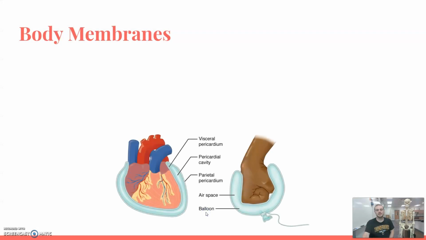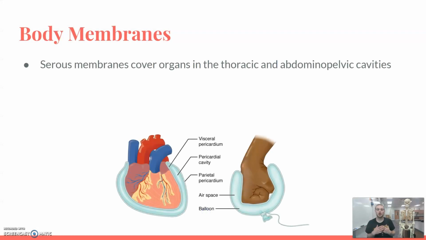The membranes that separate these are called serous membranes. It is not serious, although you should take them seriously. They are called serous membranes. They are going to cover these organs in the thoracic and the abdominopelvic cavity. The cranial cavity and the vertebral cavity kind of get their own little deals. We don't worry about those a whole lot because the nervous system is sometimes very complex.